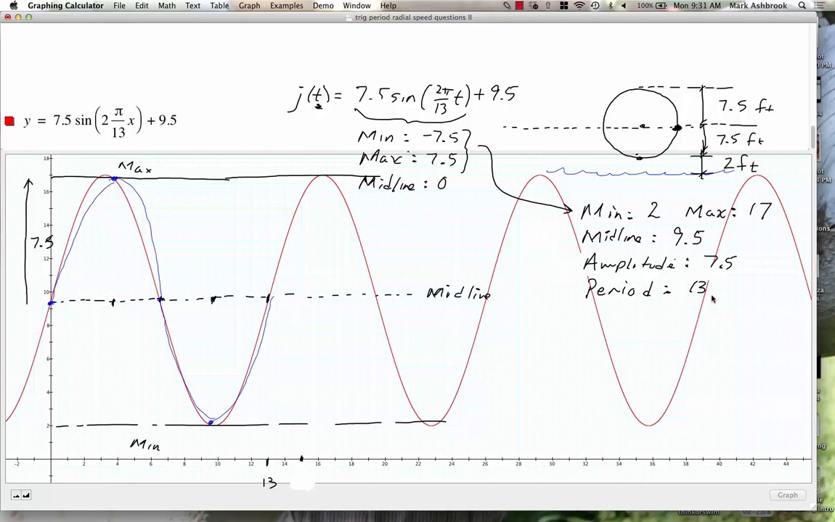Have I forgotten anything? No, looks good. Okay, anybody have a question on this example?